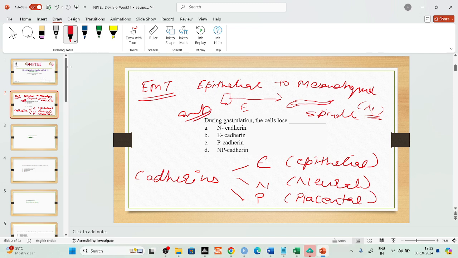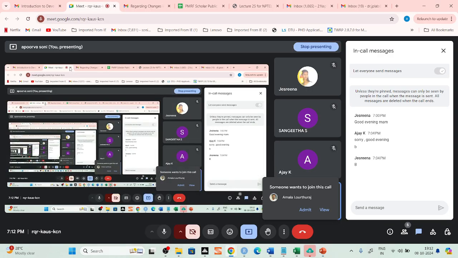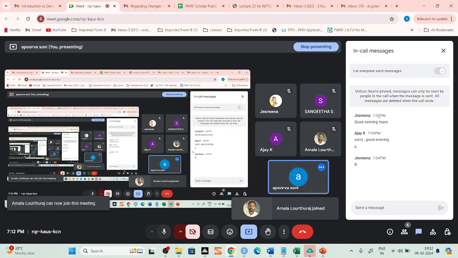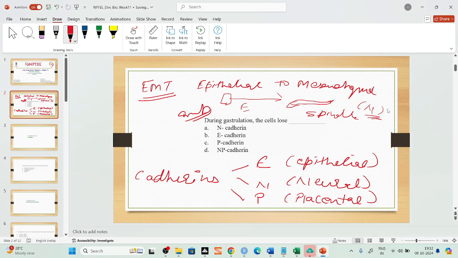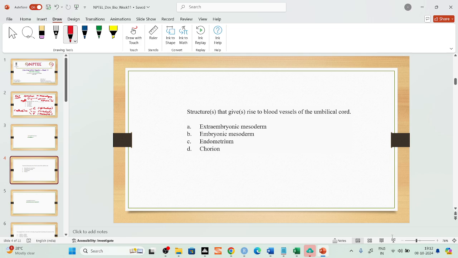So this epithelium to mesenchymal event is important. Fine. Now we'll come to the next question.